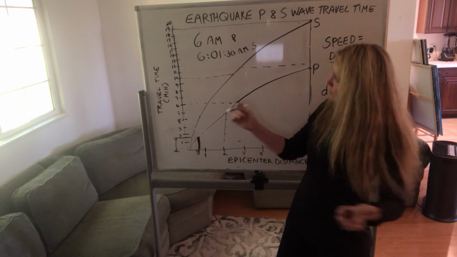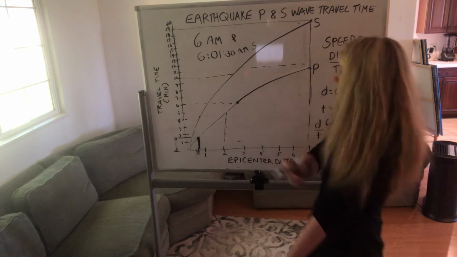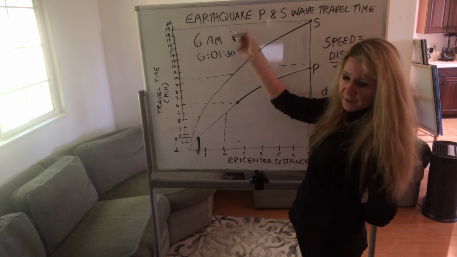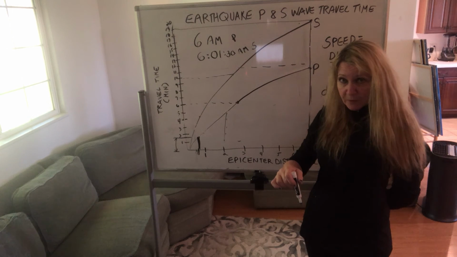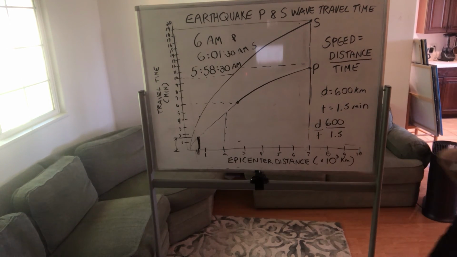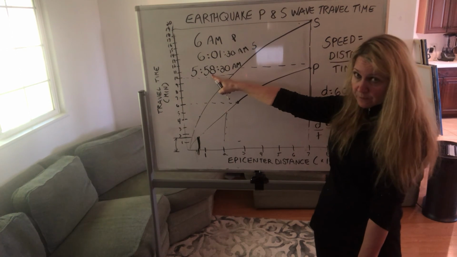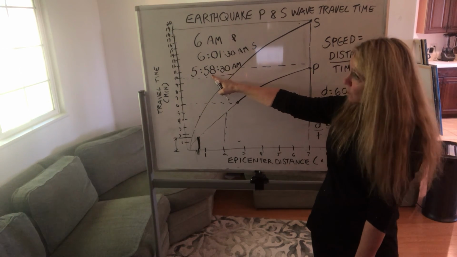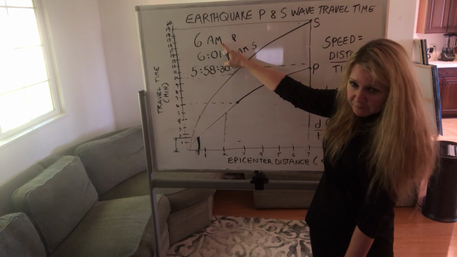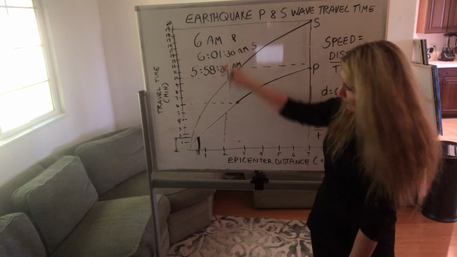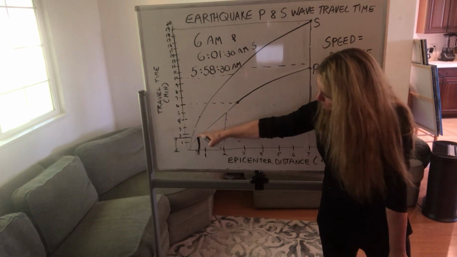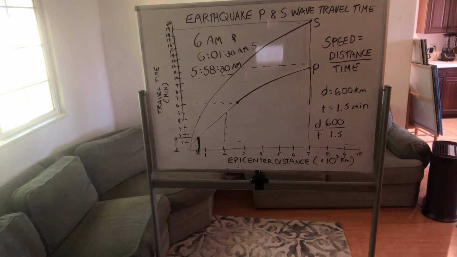So then we just work backwards. So if the P waves arrived at 6 a.m., 1.5 minutes before that is when the earthquake happened. So this is when the earthquake actually happened. It happened 1.5 minutes before the P wave arrival time. Because that, we can see, that's what we get using this table, using this graph.